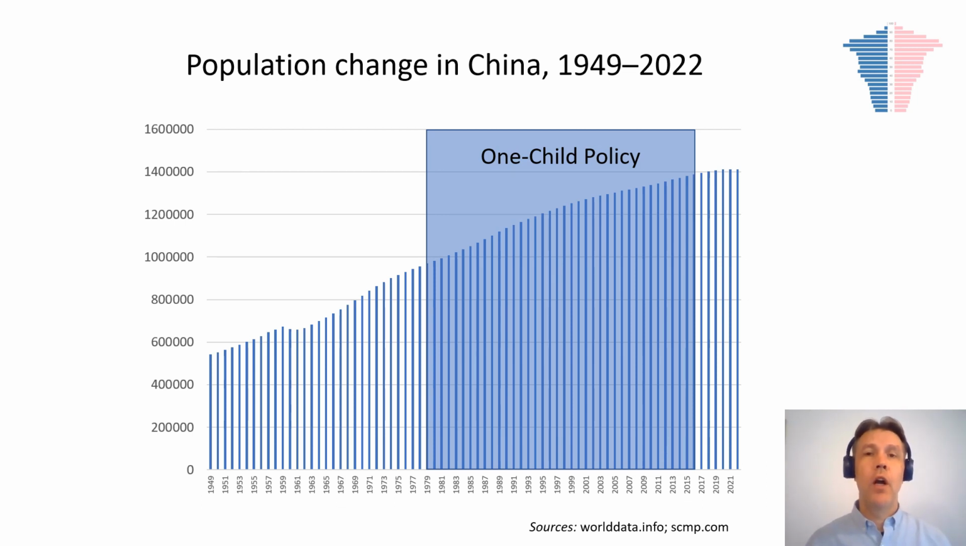families. However, quite interestingly, if we look at the population change in China during the period of the one-child policy from 1979 to 2015, what we do see is almost linear population growth throughout the study period. And it raises the question, was the policy really effective?